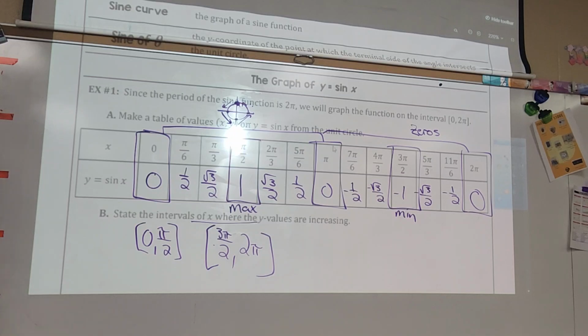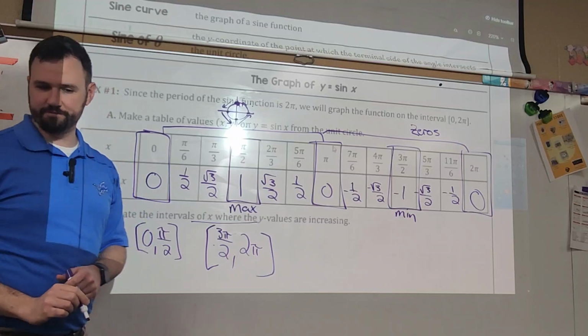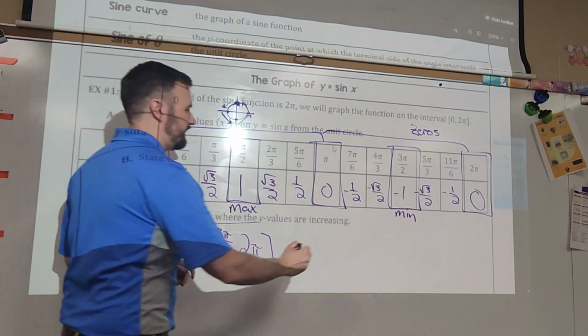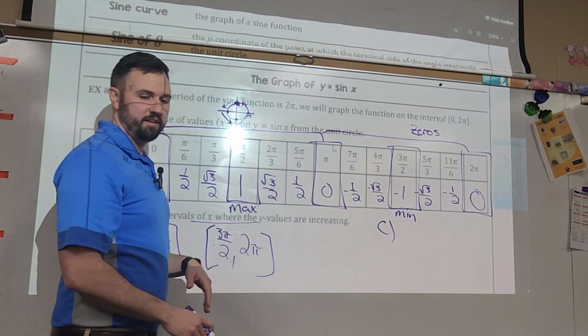So remember, this is why I've never taught this way, doing the periodic first, but the unit circle does work like the Ferris wheel, right? It's your height. Okay. So then where am I decreasing?